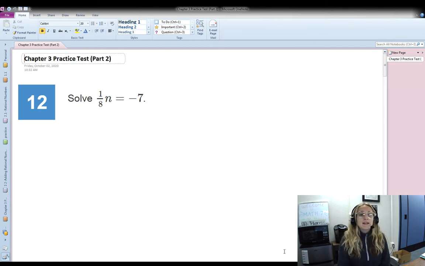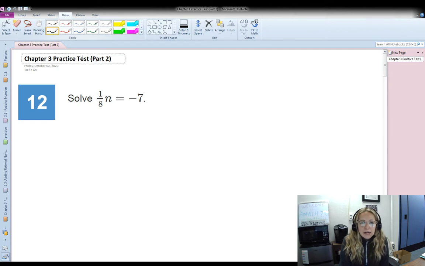So let's begin. Number 12 says solve 1/8 n equals -7. Right now you're going to work on it on your own and then choose the correct answer once you're done. Okay, so you should have chosen an answer. So let's go over how to do this.